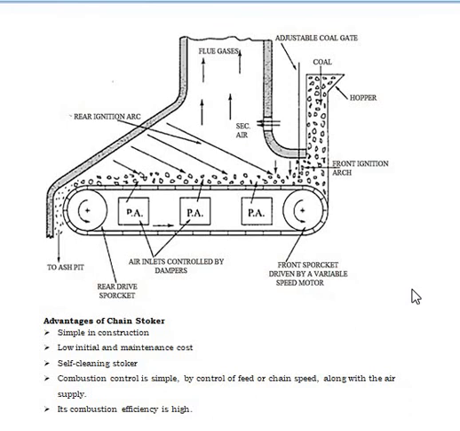Advantages of chain stokers: simple in construction, low initial and maintenance cost, self-cleaning stoker. Combustion control is simple, by control of feed or chain speed along with the air supply. Just listen once more. The fourth advantage, combustion control is simple. Why? Because of control of feed with the help of chain speed along with the air supply. Its combustion efficiency is high.